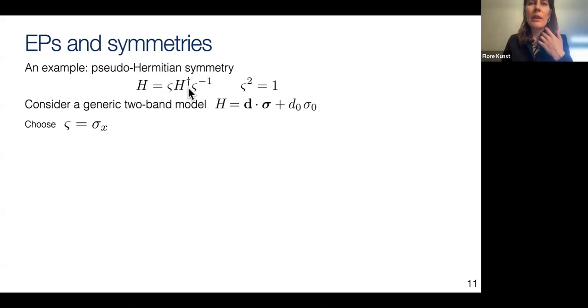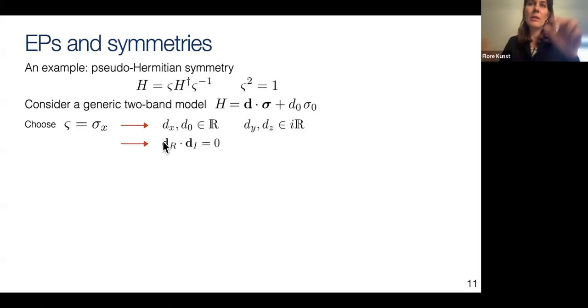If we now want to satisfy the symmetry, we can basically make two choices for the sigma. Either we make it identity, which makes it kind of boring because it makes the system Hermitian. That's not what we want. So we pick one of the Pauli matrices, say sigma x. Then it's quite easy to see that if you satisfy the symmetry, the d_x and d_0 of this d vector here, they need to be real, whereas the y and z components need to be completely imaginary. In other words, this dot product, d_r dot d_i, is automatically 0, and you're only left with this eigenvalue equation.